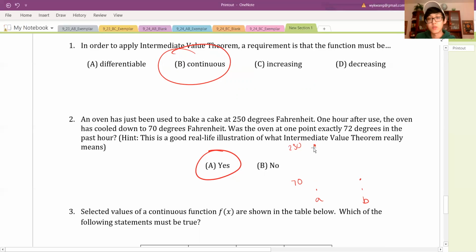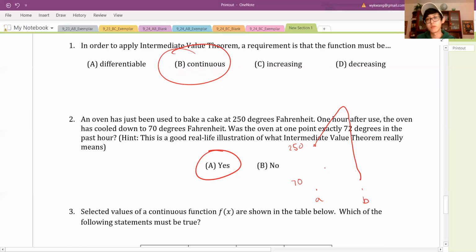That means when I connect these 2 points, if it's continuous from A to B, I have to touch every point in between 250 and 70. There's no way to avoid it. So in this case, 72 degrees is in between 250 and 70. I can try to avoid it. I can be like, okay, I'm gonna go way up over here and then go down. Oh wait, oh no. You see, I still hit 72, which would be like over here or something. There's absolutely no way to avoid it.